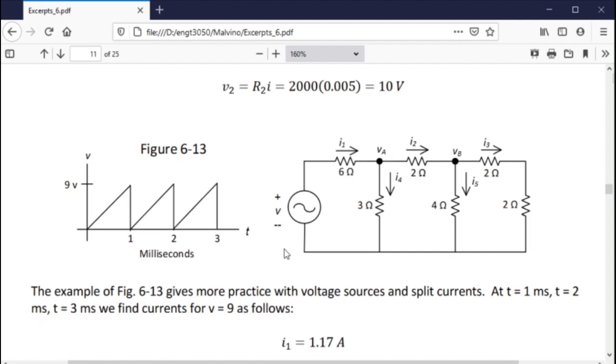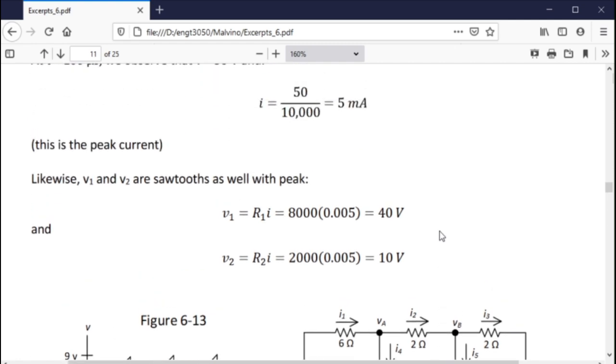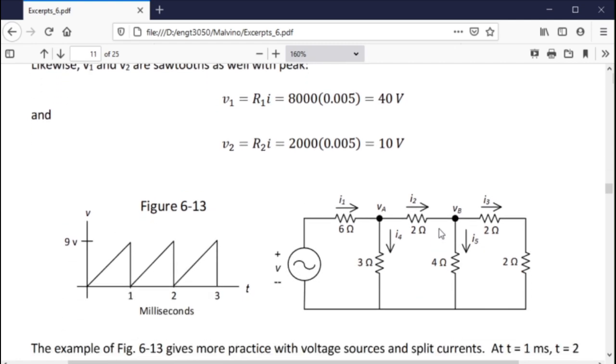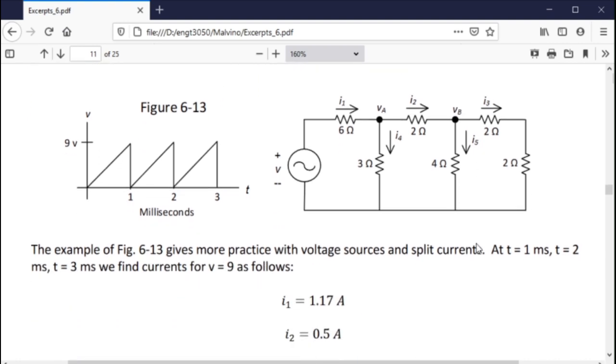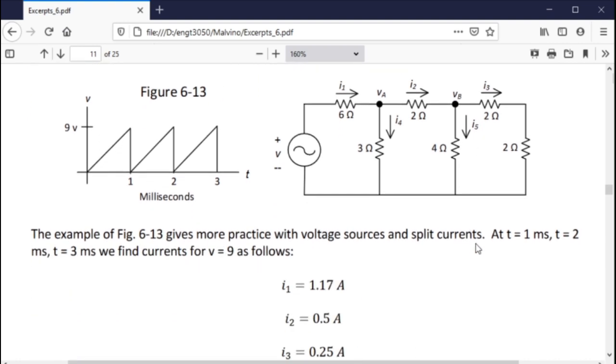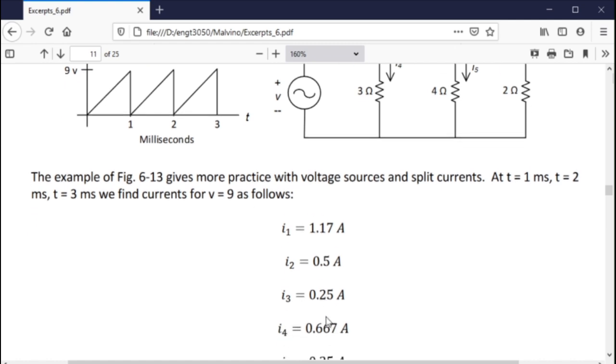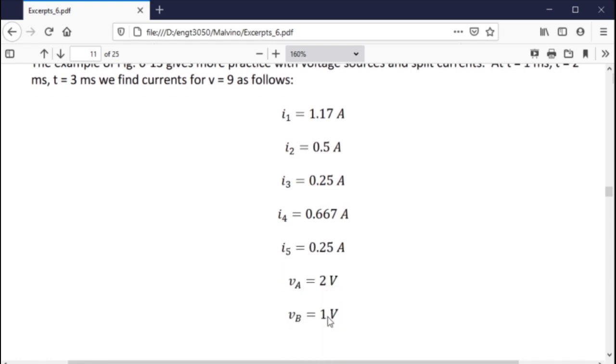Alright, so this one right here, we are feeding 9 volts into this circuit, and we want to find the value of the currents I1, I2, I3, I4 and I5. So let's just look and see what we got. At t equals 1 millisecond, 2 milliseconds, 3 milliseconds, we find the value at 9. And the I1, the I2, and the I3 are calculated right here for 9 volts.